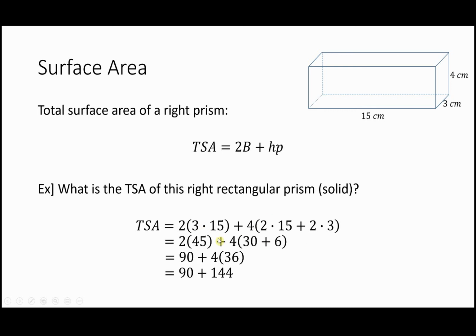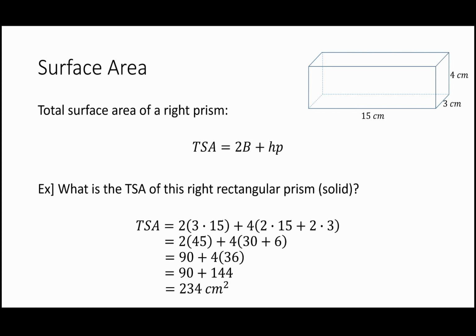Simplify, simplify, simplify, and we get 234 centimeters squared. Yes, I know, it's a little bit confusing in this section. All of your units for surface area are going to be square units because it's area. Even though it's in regard to a 3-dimensional figure, it's a 2-dimensional construct. 3-dimensional figure, 2-dimensional construct, that is surface area. Okay, cool. Great, so there's our first example.